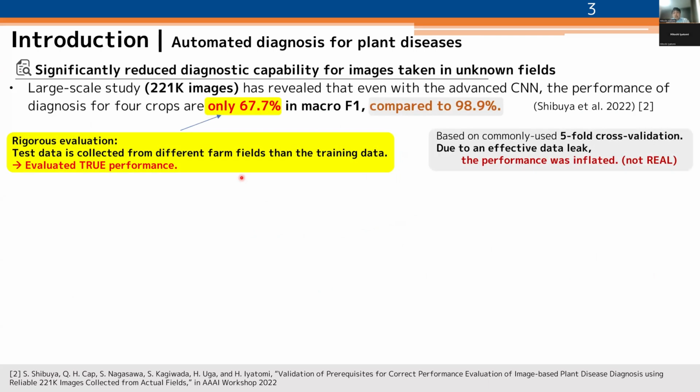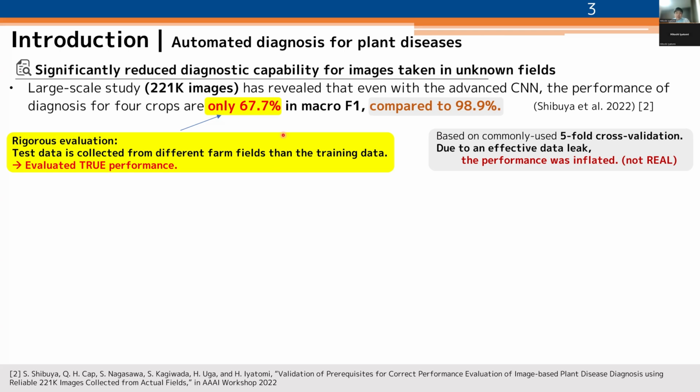Recently, a study with a large dataset of 220,000 images revealed that even when using sophisticated CNN models with appropriate data augmentation techniques, those models attained only 67% for crop diagnosis in macro F1. But if we use the same dataset evaluated with conventional 5-fold cross-validation, the diagnostic performance is almost 99%. Apparently, this is inflated and inappropriate performance, and the real performance is this 67%.